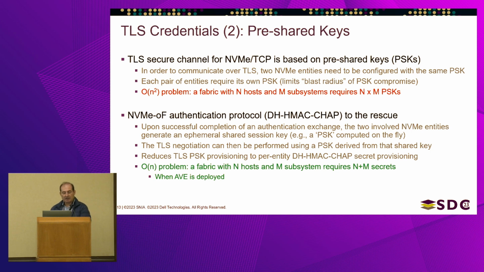In this way, I now reduce the TLS PSK provisioning to the provisioning of the DHA matchup secret. And when you have an AVE, a centralized authentication verification entity, this is an order of n problem. A fabric with n hosts and m subsystems requires just n plus m secrets. And so this is what makes the problem tractable.